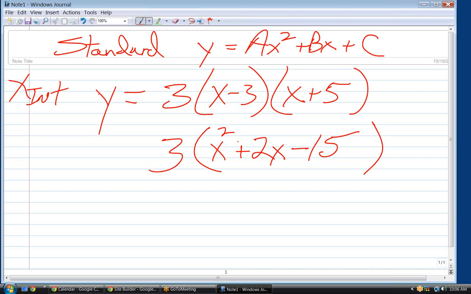Okay? Yeah. Now, distribute the 3. So 3x squared plus 6x minus 45.